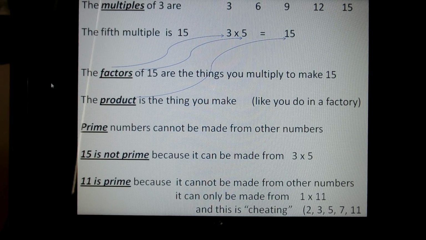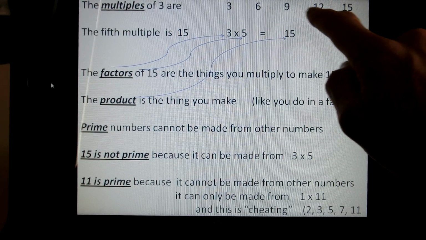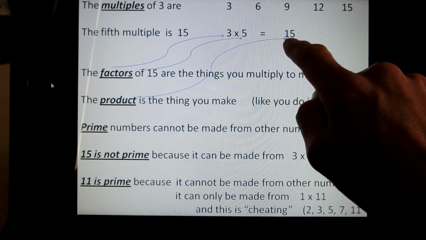Right, the multiples of 3 are 3, 6, 9, 12, 15 and so on. They are the numbers in the 3 times table. The fifth multiple of 3, the fifth multiple, 1, 2, 3, 4, 5, the fifth multiple is 15. So 3 times 5 is 15.